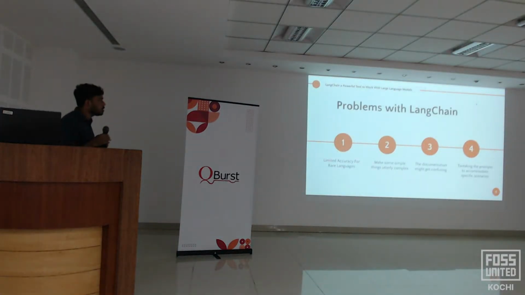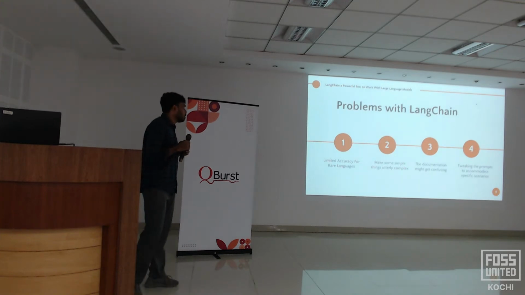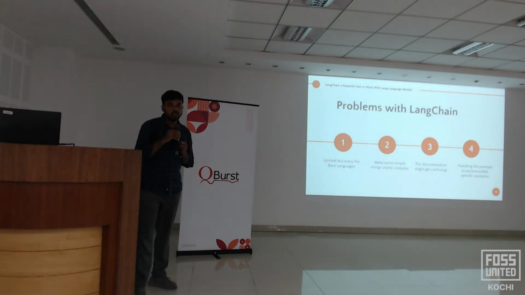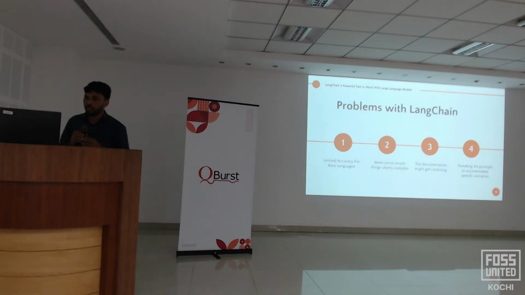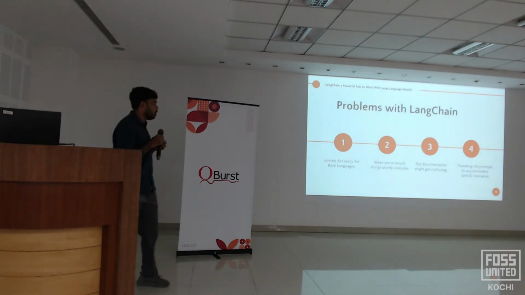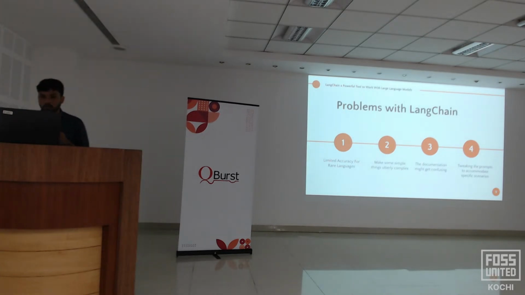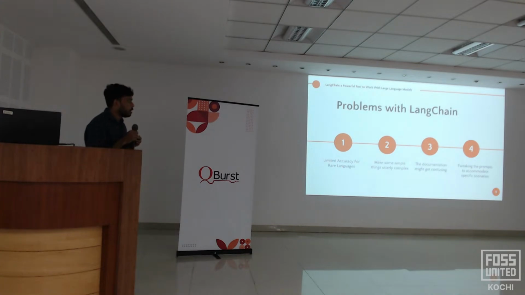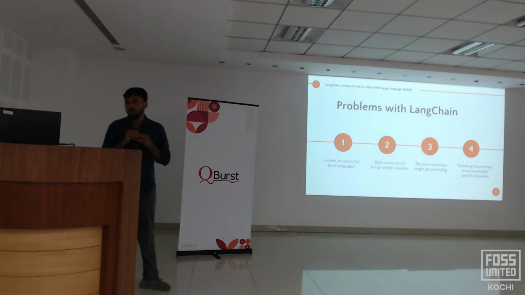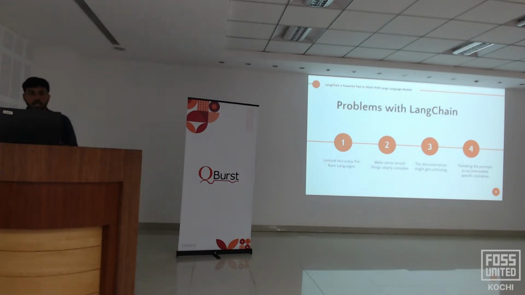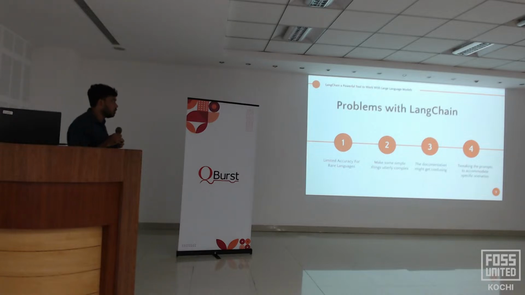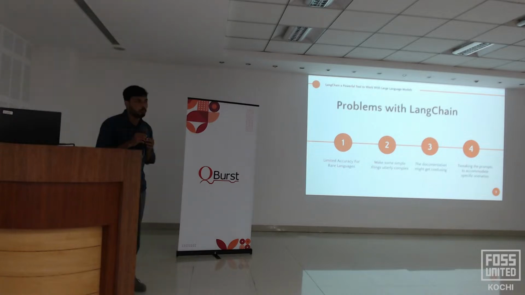So these are some of the problems with LangChain. LangChain is still in a development process. It is not yet completed. So there are some problems that are faced by developers while using LangChain. The first one is limited accuracy for rare languages. For example, LangChain supports 100+ languages, so if we are focusing on a particular language that has less accuracy, it will be a problem.